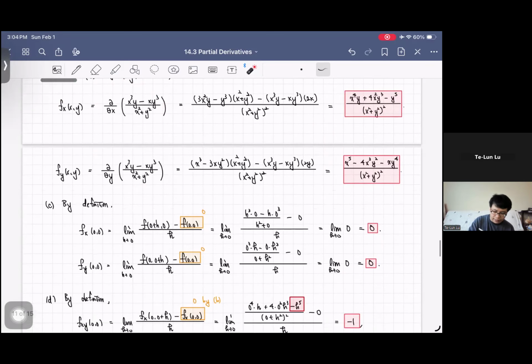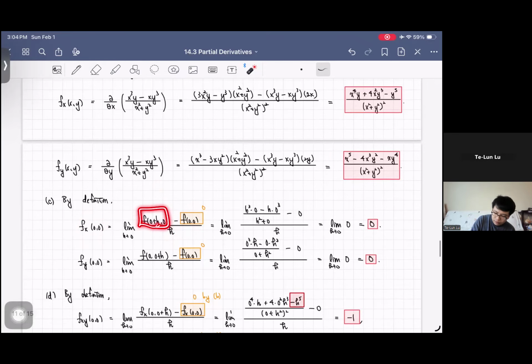The definition of fx at (0,0) is a perturbation in the x-coordinate, f(h,0) subtract f(0,0), divided by h, right? However, f(0,0) by definition is just 0. And if you plug f(h,0) into the definition of the function, it is again 0. So regardless of what h is, the numerator is always 0, making the limit 0. That basically means that the partial derivative of f in the direction x at 0 is simply 0. And the same argument holds for y.